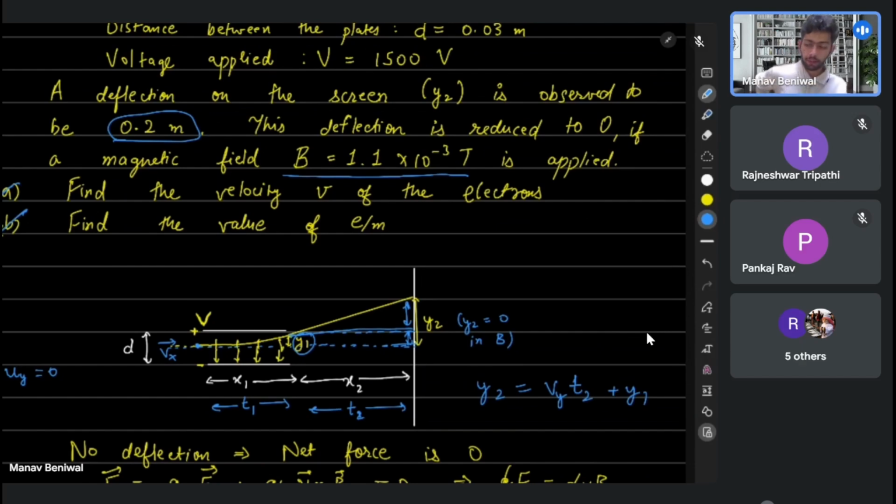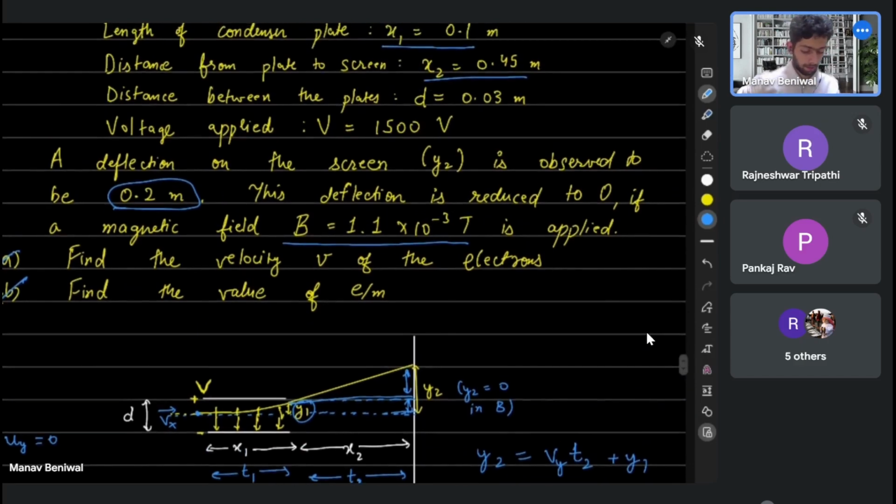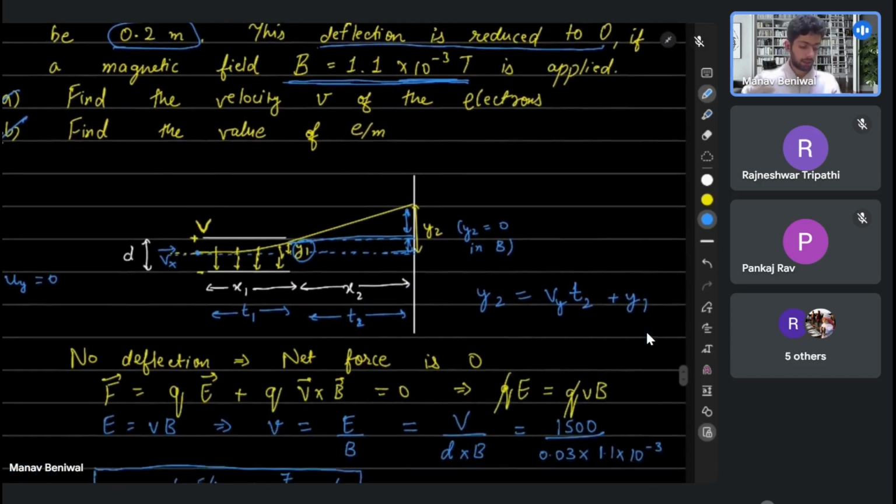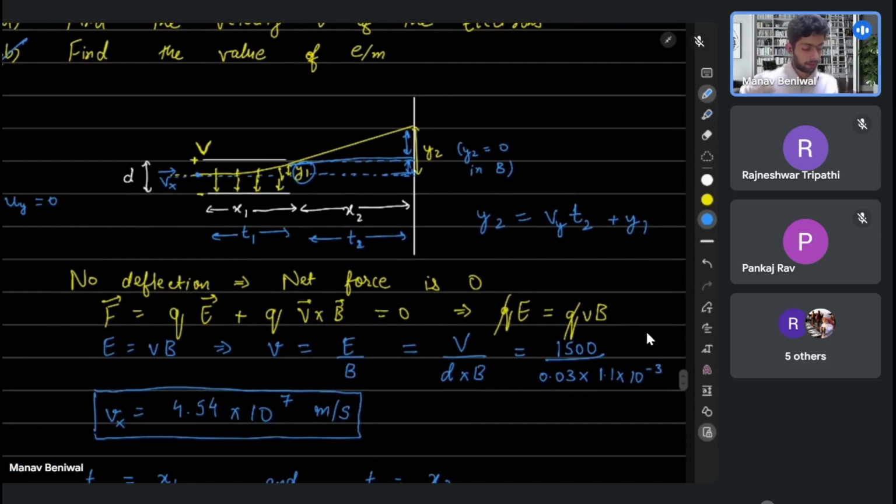So I'll just summarize what we have done for this problem. First of all, we had applied a magnetic field B, and by applying this field B, we are able to get rid of the deflection. So the deflection is reduced to 0 on application of magnetic field B. When that happens, we basically say that the net force is 0.